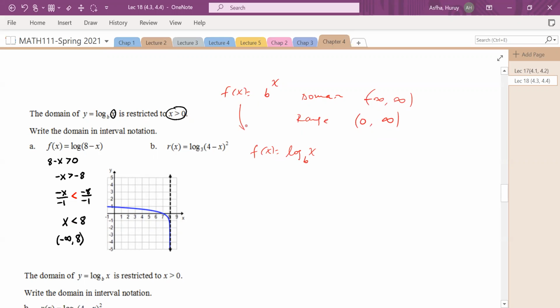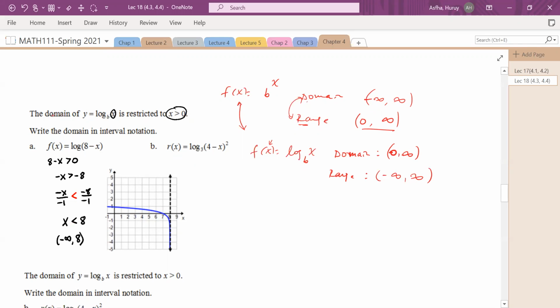Now, the next is, how about f of x equals log x base b? We said these two functions are inverse of each other. And for inverse functions, these two things switch. So the domain for this one will be the range for this one, and the range for this one will be the domain for this one. So the domain for this logarithmic function becomes 0 to infinity, which is this one. And the range becomes that one, which is -infinity to infinity. Okay.